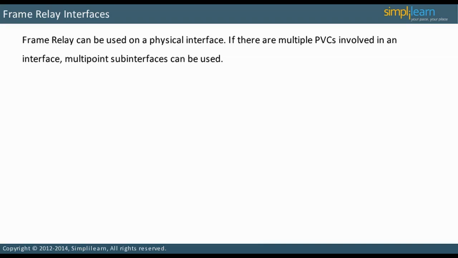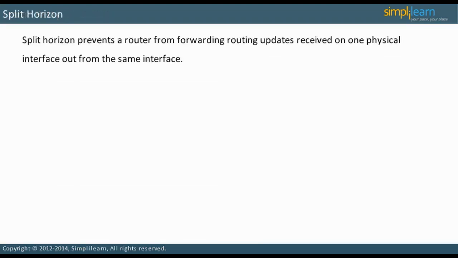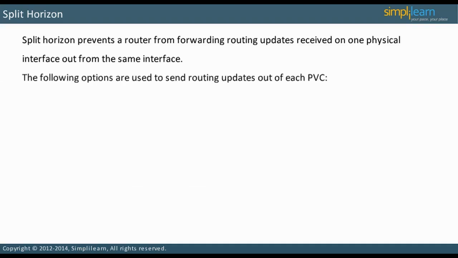Multi-point sub-interfaces can be used. In the next slide, we will look into split horizon. Split horizon prevents a router from forwarding routing updates received on one physical interface out from the same interface. If you have multiple PVCs on one interface, as you do with NBMA interfaces, you must find a way to send routing updates out of each PVC. There are potentially three options to solve this problem.